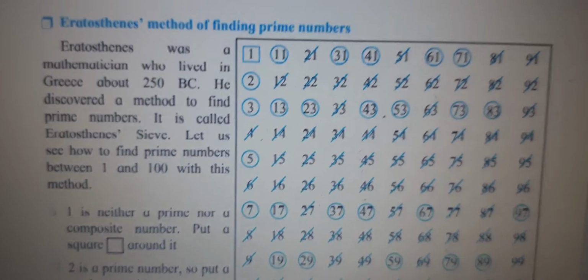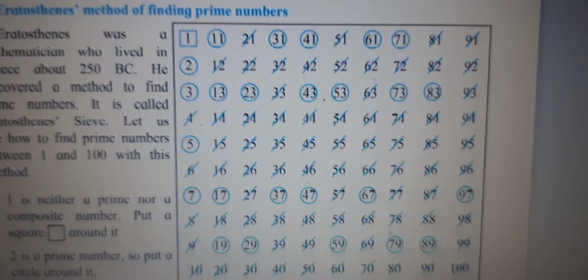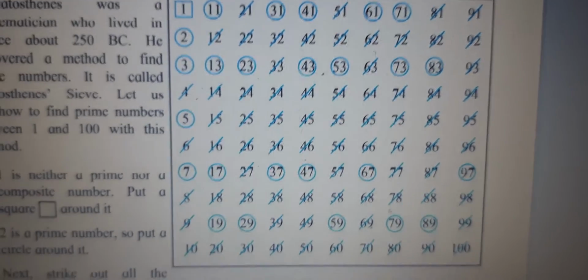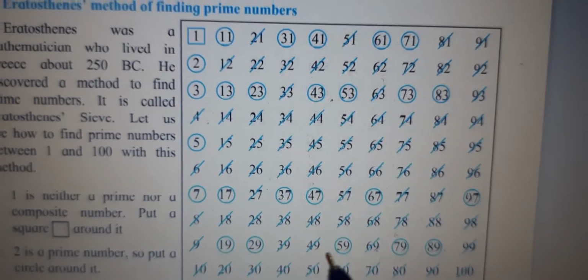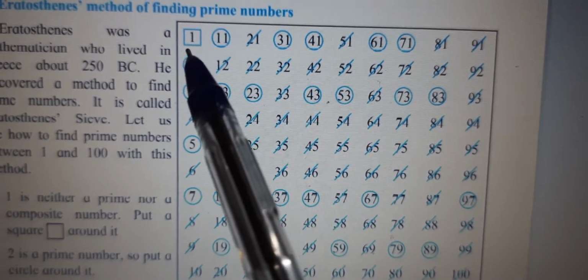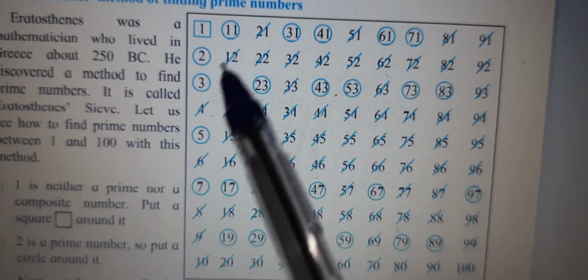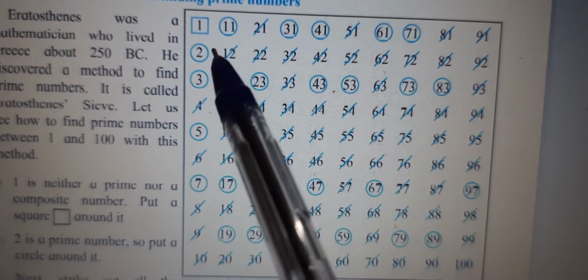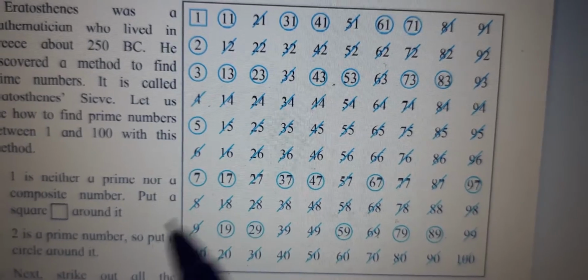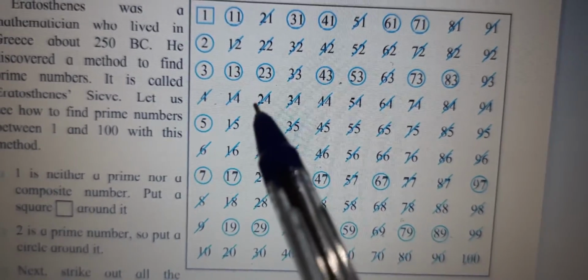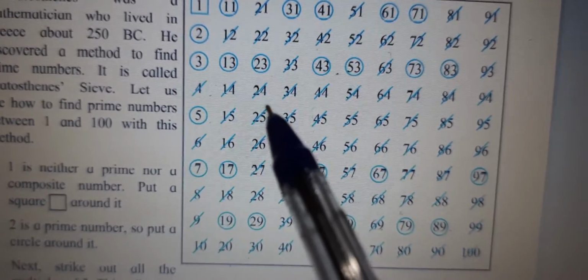Now this is Eratosthenes' method in your textbook of finding the prime numbers, which I have shown you, of 1 to 25. So you can do this. See, 1 is neither a prime nor a composite number. 2 is an even prime number. 3 is a prime number. All the circled ones are prime numbers, and the ones that are striked off are composite numbers.